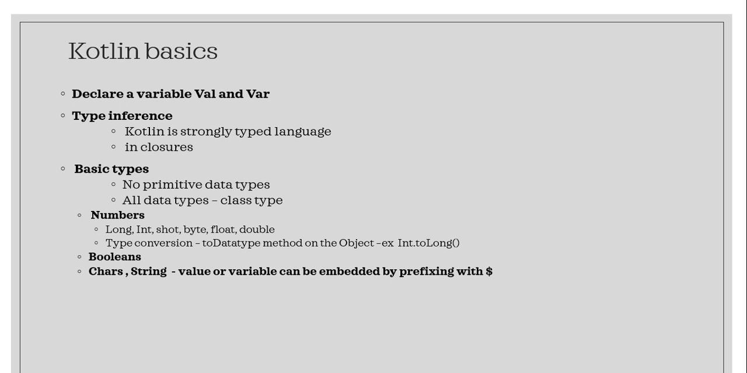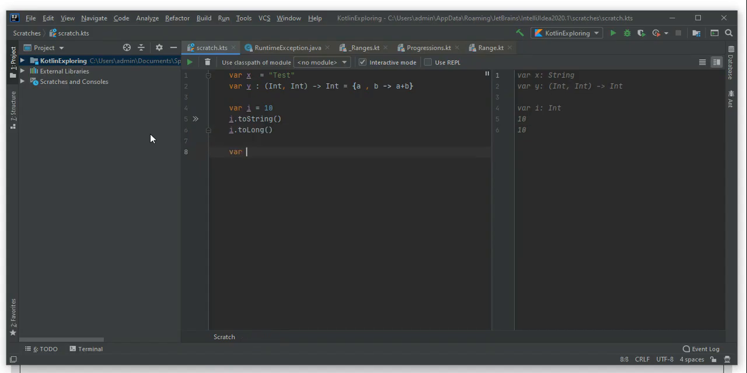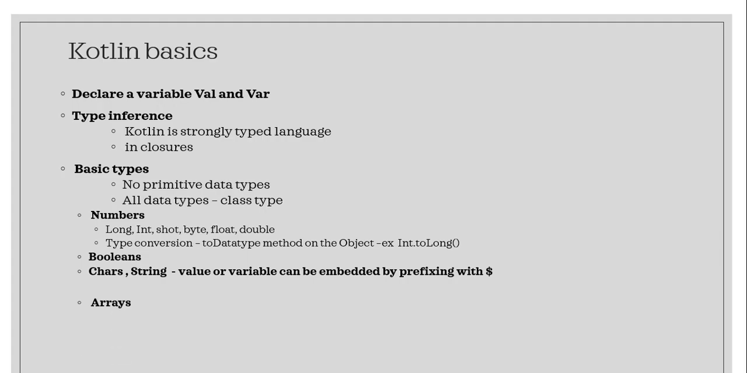One exception is the extra feature added in Kotlin: the string can have a reference to a variable. That means the string can refer to the value of x and print it here, so the string can have a value of x.